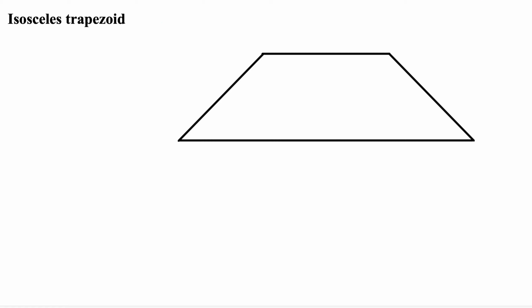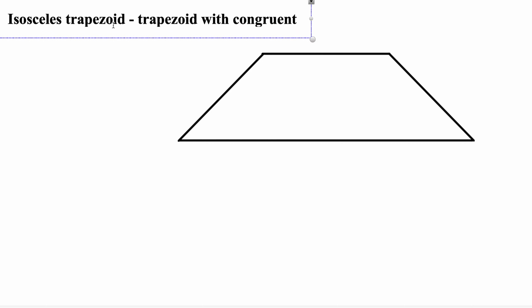And then there's the isosceles trapezoid, which, simply put, is a trapezoid, so it has exactly one pair of parallel sides, with congruent legs. The reason it gets its name isosceles is it's kind of similar to an isosceles triangle, meaning this leg is congruent to this. Now it turns out that it also means the base angles, remember, base angles in an isosceles trapezoid, are congruent.